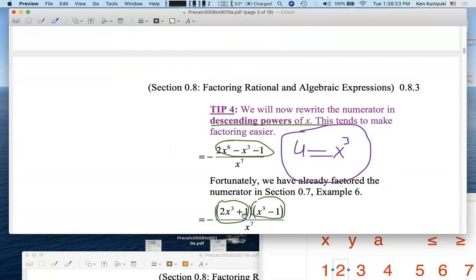Now remember, 2x cubed plus 1, it may not be obvious for now, but it does turn out that that guy is prime over the integers. Notice that 2x cubed is not a nice cube. So we cannot use the rule for the sum of two nice cubes here. We want integer coefficients. But this over here, x cubed minus 1, remember, we can treat that as a difference of two nice cubes. And we have a factoring rule for that. Do you remember how to apply it? I'll give you 10 seconds.